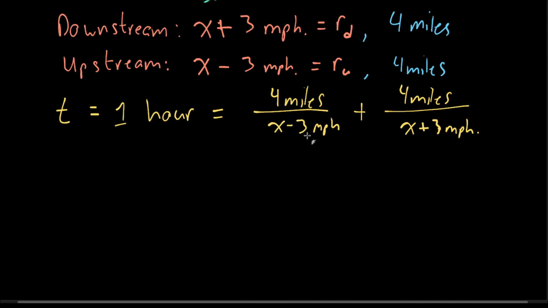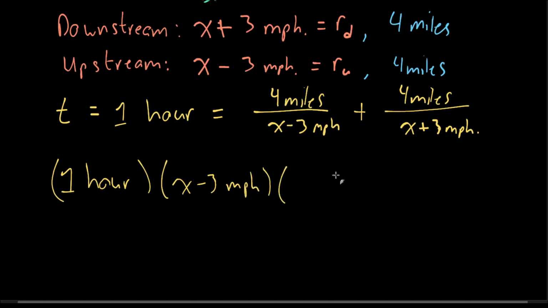We're going to multiply on the left-hand side 1 hour with x minus 3 miles per hour. And then we're going to multiply that also with x plus 3 miles per hour. This is the left-hand side. And what we do on the left-hand side, we have to do on the right-hand side. So on the left-hand side, we've clearly multiplied by x minus 3 miles per hour and x plus 3 miles per hour.